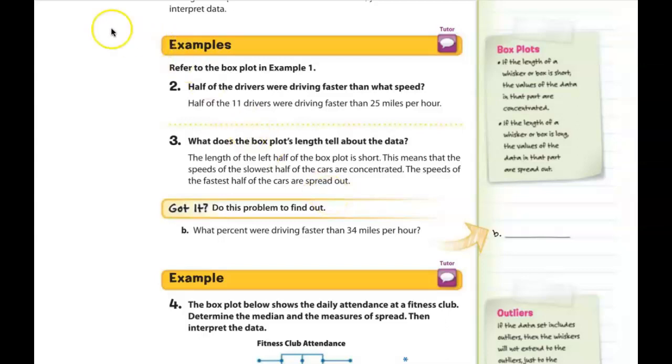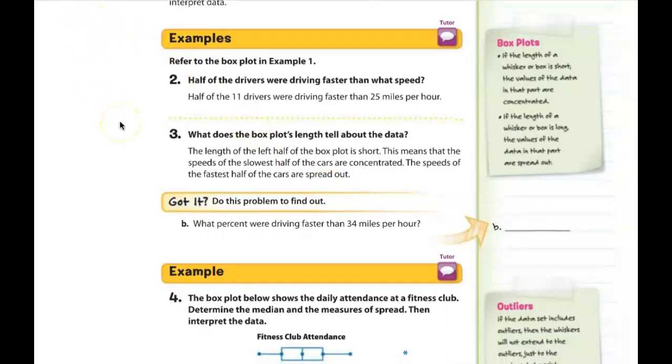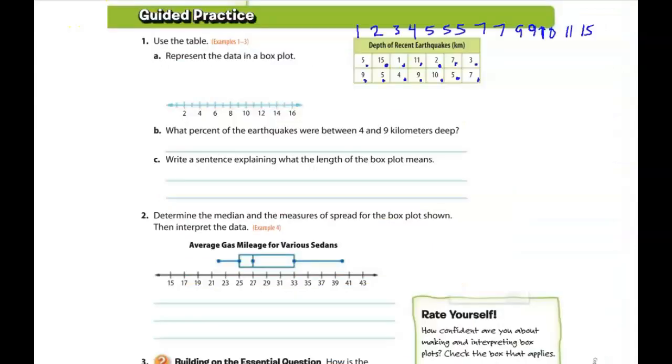Okay, so let's do one example where we're drawing a box plot together. All right, so we're going to draw a box plot together. This is guided practice number 1. The first thing that I did was to write all of the data out from least to greatest, from the lowest extreme value to the greatest extreme value. Okay, so now we need to find out what is exactly halfway in the middle, and if there are 2 rows of 7, what's 2 times 7?